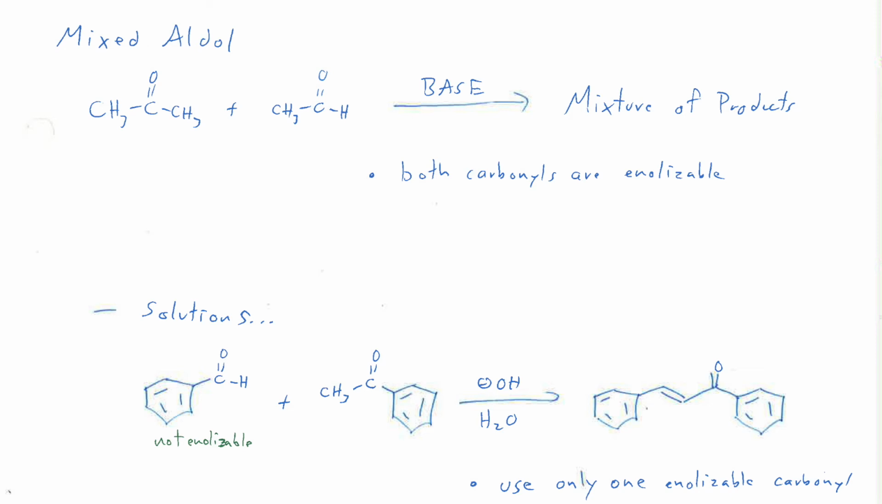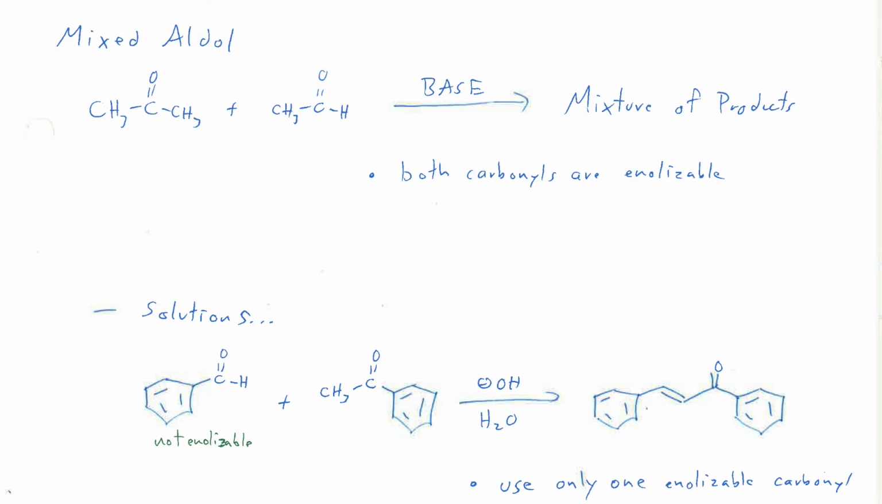In fact, this reaction actually has a name. It's called the Claisen-Schmidt reaction, but I don't normally write that down because I don't want you to get confused with some other Claisen reactions we're going to look at a little bit later. So this is one possible solution to this mixed aldol problem of making lots of different products. Of course, it is limited because, well, what if you don't want to make that product?